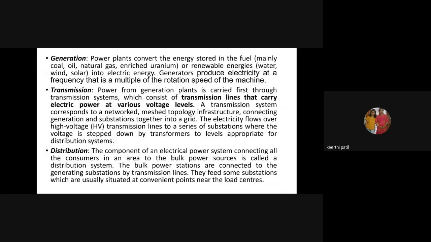Now that conversion is done by generators, alternators, or any other equipments. They give rise to the electrical current. And the basic law we all know, that is electromagnetic induction, is the basic law of all machines, be it transformer, be it generator.